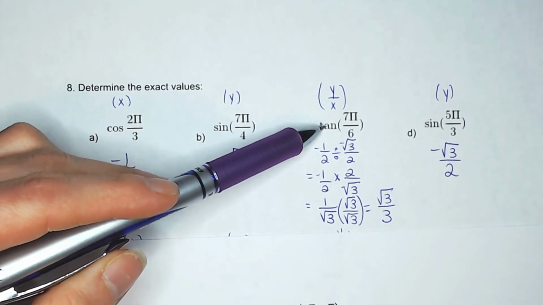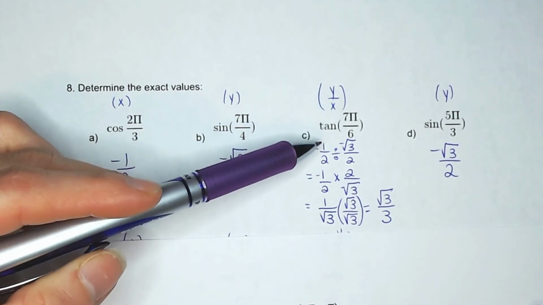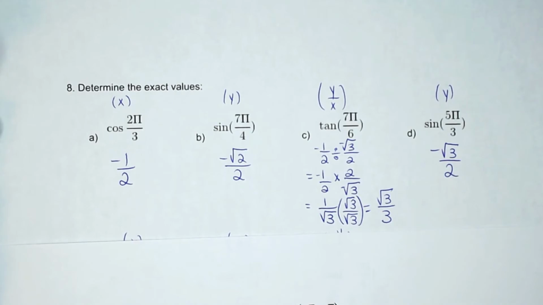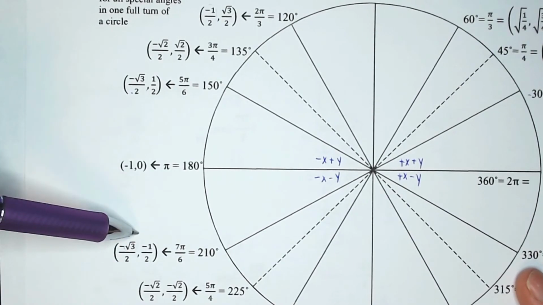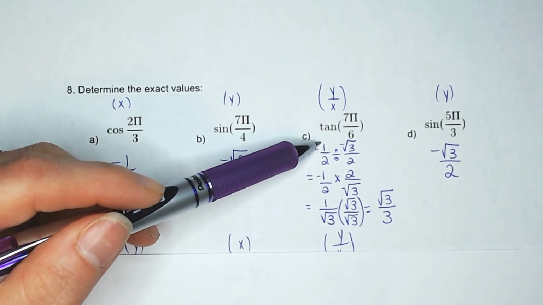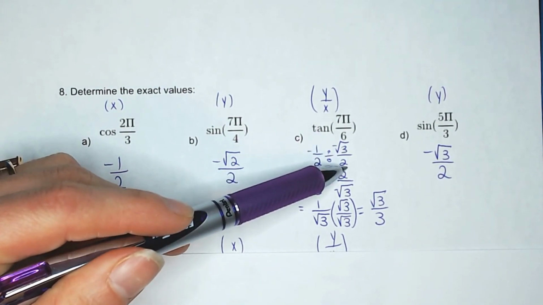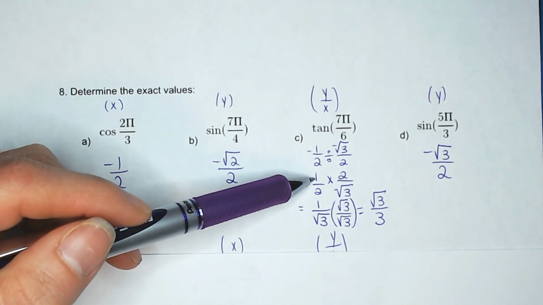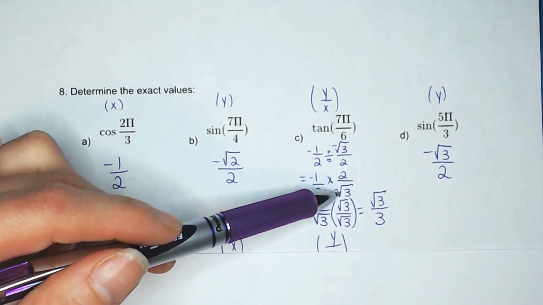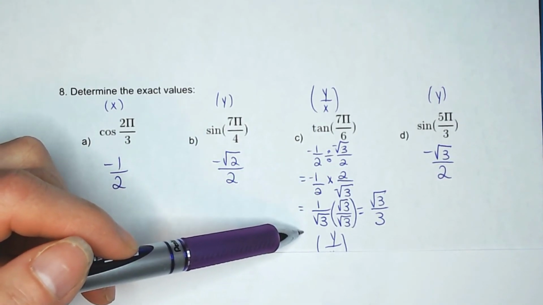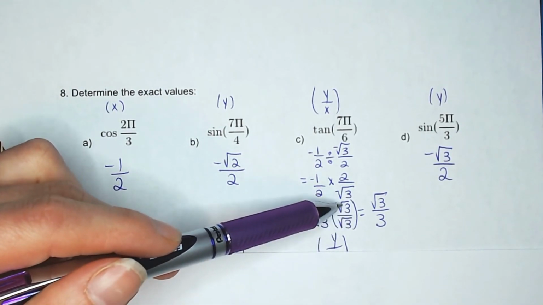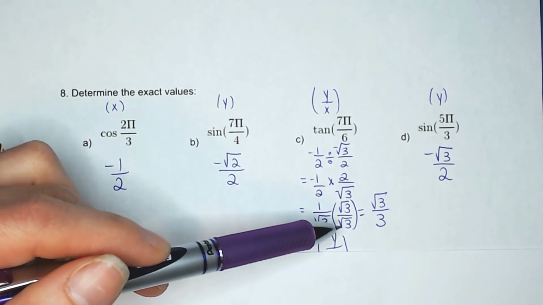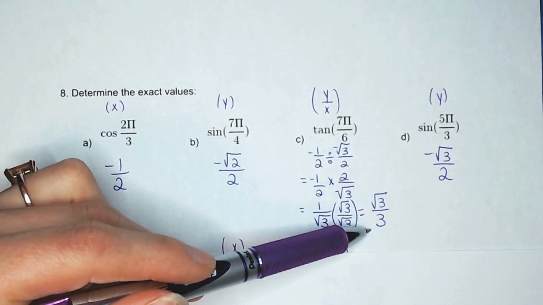But when you have your tangent, don't forget that you're finding y over x. So here, 7 pi over 6, I'll just show you it on your unit circle. It's 210 degrees. So here's your coordinates here. We're going y over x. So we have negative 1/2 divided by negative root 3 over 2. You're going to flip and multiply. So negative 1/2 times 2 over root 3. That will give you 1 over root 3. And then we're going to take this radical out of the bottom. So you're going to multiply top and bottom by root 3 over root 3. And your final answer will be root 3 over 3 for the tangent.